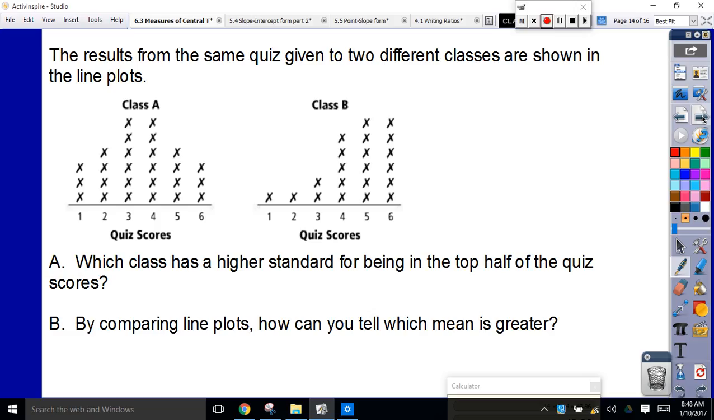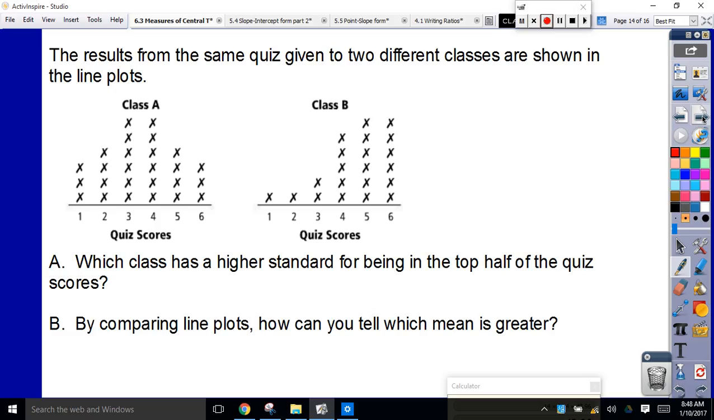Class B has more X's along the higher values than Class A does. Class A, however, is very symmetrical, so there's kind of an equal number of people who did poorly as super well, and most people fell in the middle. So that's kind of an average class. Class B had more students who got better grades.